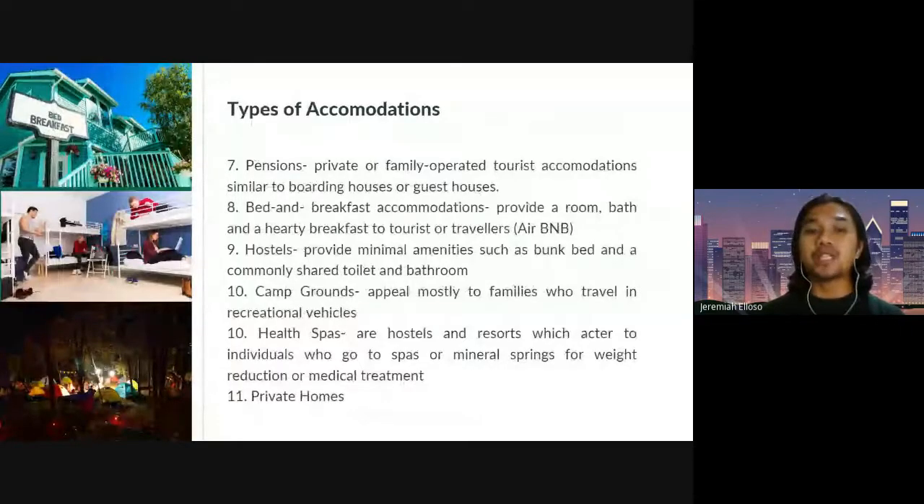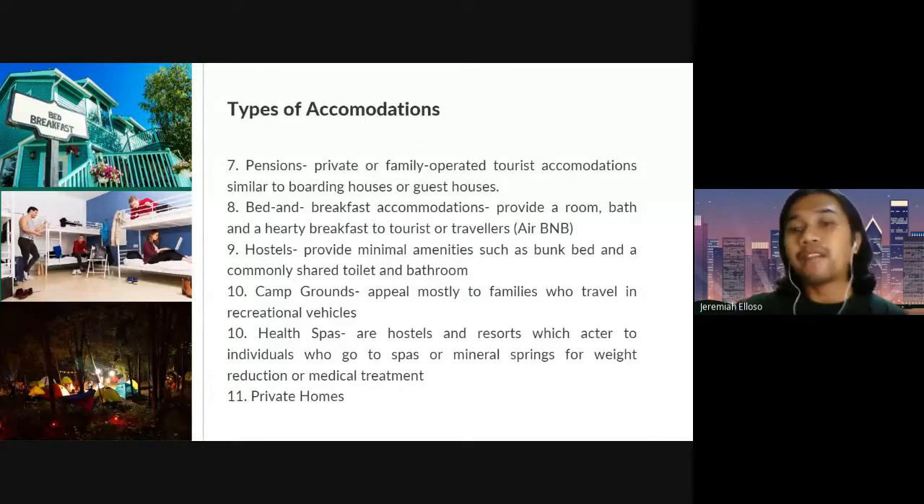In addition, pension houses are private or family-operated tourist accommodations similar to boarding houses or guest houses, okay? So there's a lot of pension houses in Baguio and also in Tagaytay and in Cavite, okay? And the bed and breakfast accommodations, they provide a room, bath, and hearty breakfast to tourists or travelers.